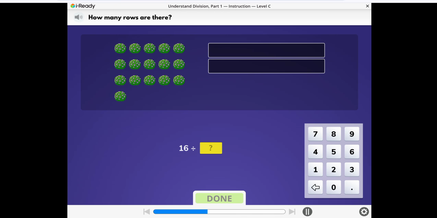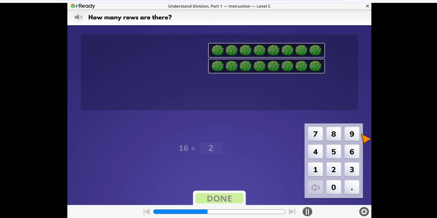How many rows are there? Glory, go eat your cookies. Okay. How many rows? There's only 2 rows. Time to divide. How many bushes are in each row?